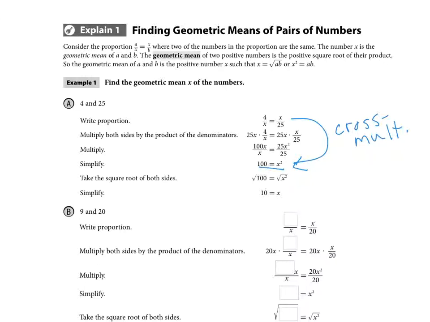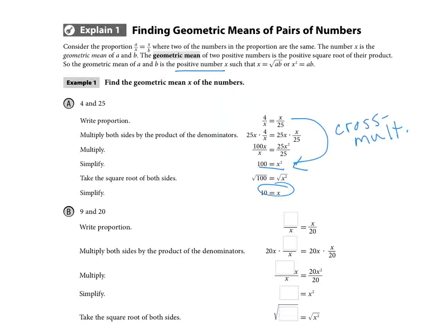So when we undo and find a geometric mean, we have to take the square root to go from x squared down to x. Notice that the definition also says that it's the positive number x that makes that proportion true. So while we would get both a positive and a negative 10 here, we only want to use positive 10 as our answer.